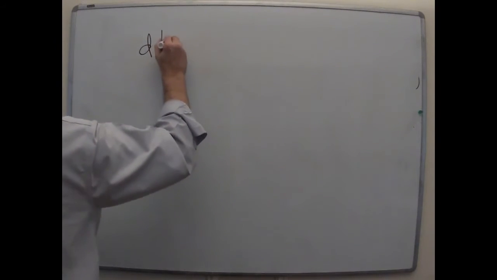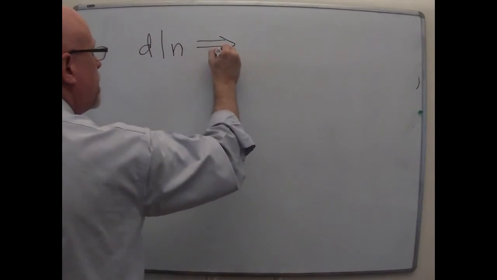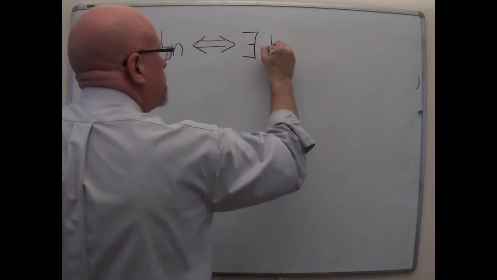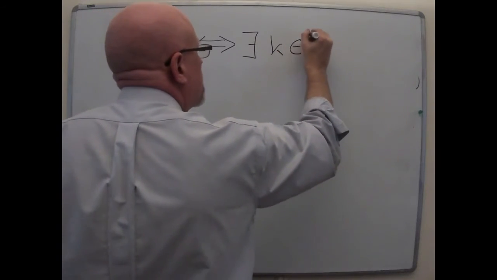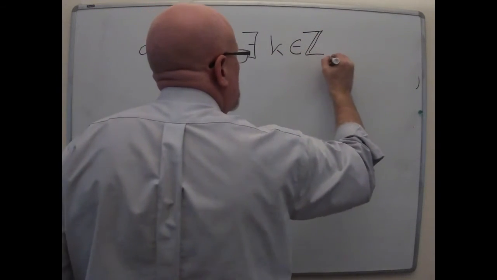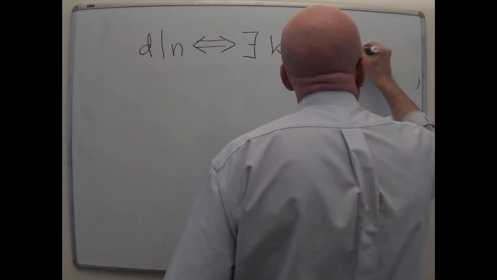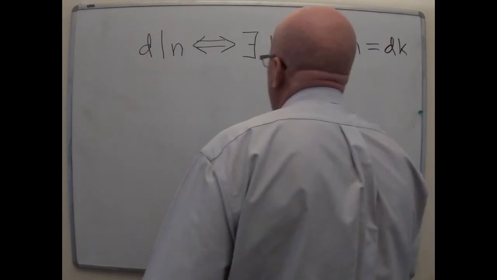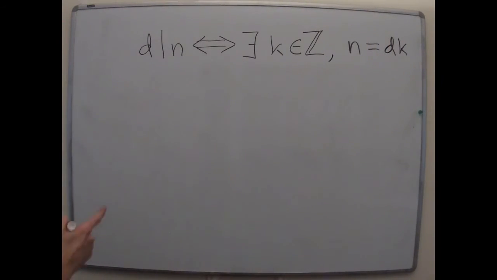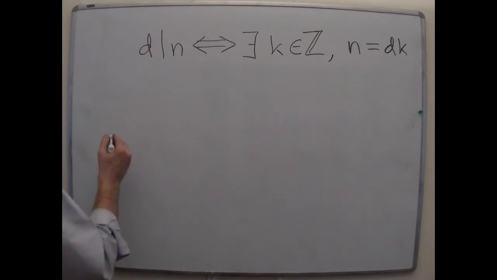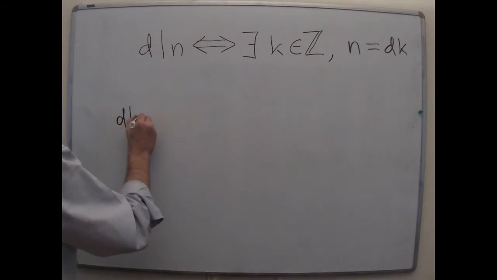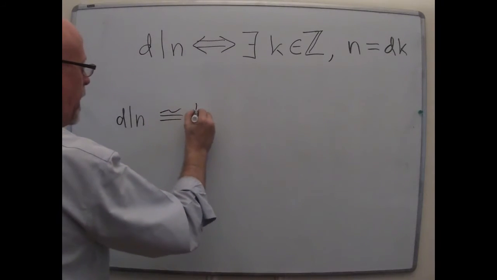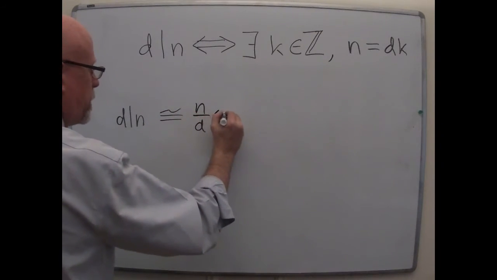D divides N if and only if there is an integer k such that N looks like D times that integer. Now, if you think about this in one way, D divides N is the same thing, let's say it's equivalent to saying that n over d is an integer.